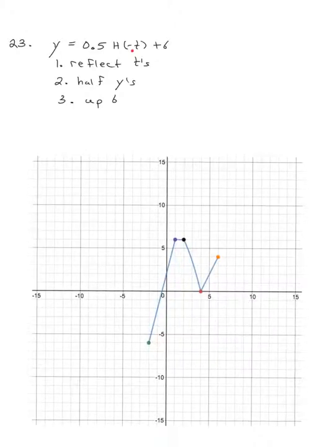For this graph, I'm going to reflect the t's, take half of the y's, and then go up 6 for the y values as well. All right, so here if I take the t value and reflect it, it goes to negative 2. If I take half of the y value, it goes from negative 6 to negative 3. And then if I go up 6 places, it goes from negative 3 to positive 3. I'm at 2, 3.